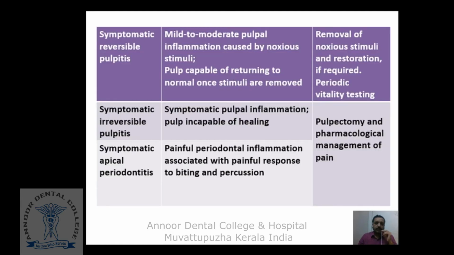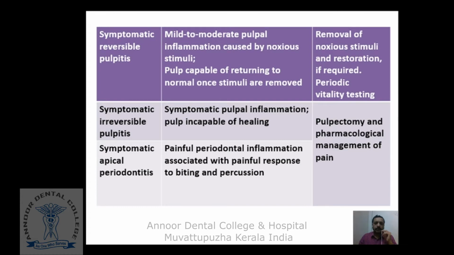Now let us discuss the other pre-treatment endodontic emergencies briefly. Symptomatic reversible pulpitis. In this, there will be mild to moderate pulpal inflammation caused by noxious stimuli, and the pulp is capable of returning to normal once the stimuli are removed. The management includes removal of the noxious stimuli and restoration if required. Periodic vitality testing to assess the status of pulp.